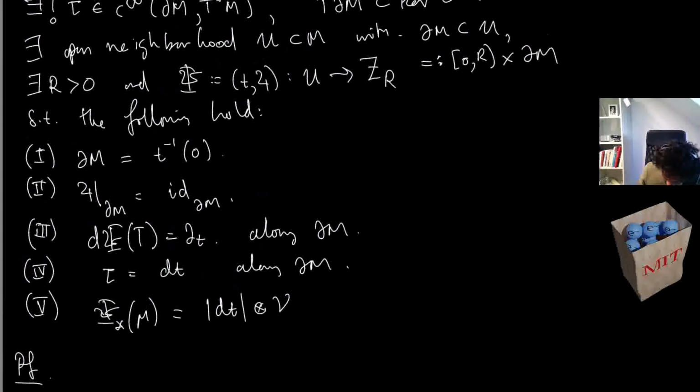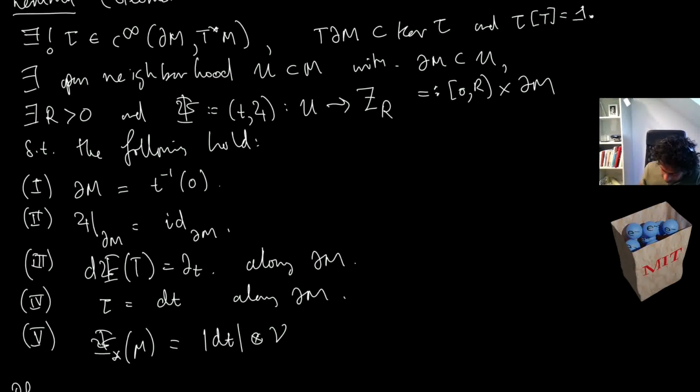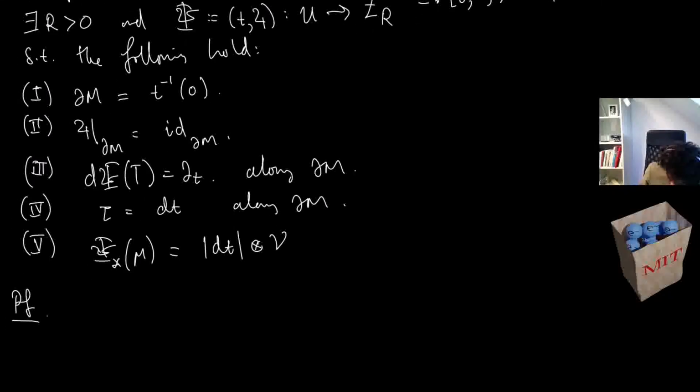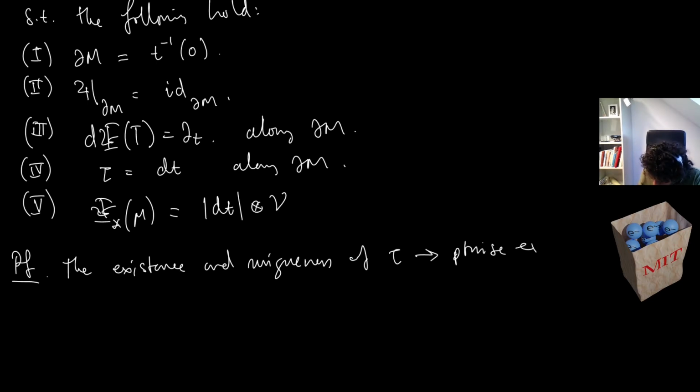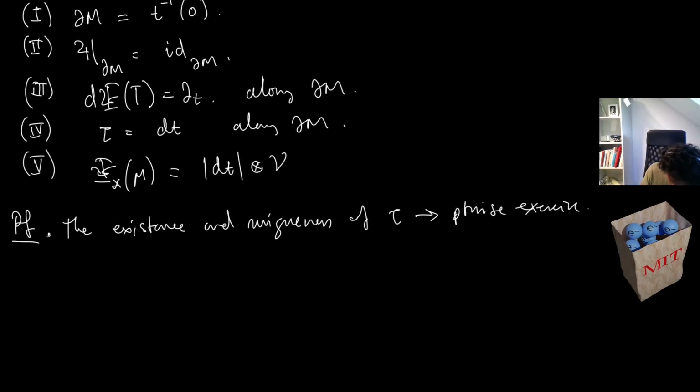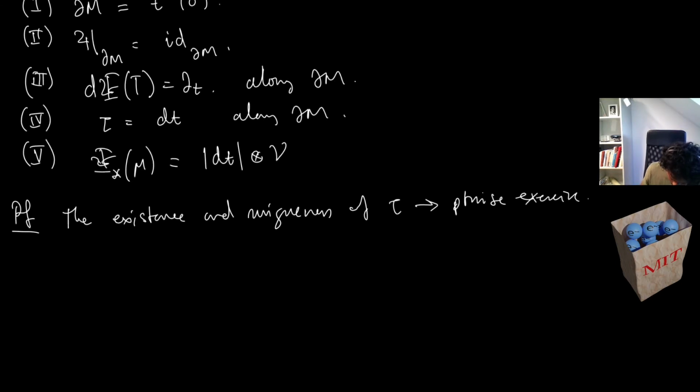So the existence and uniqueness of tau, well, this is just a pointwise exercise. Okay, so I'll omit that. So let's prove the rest of the theorem.